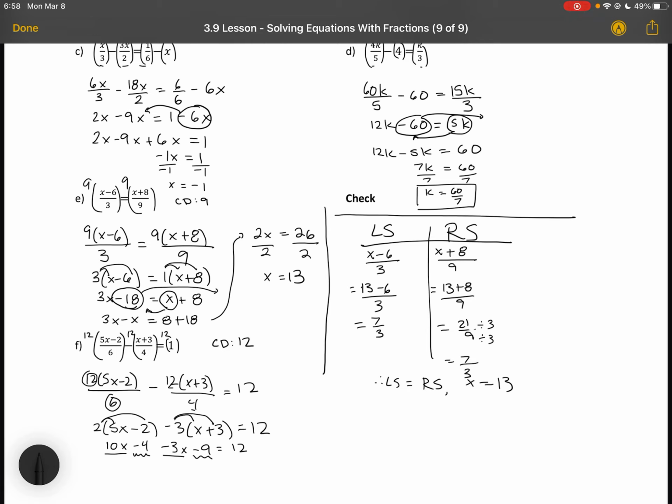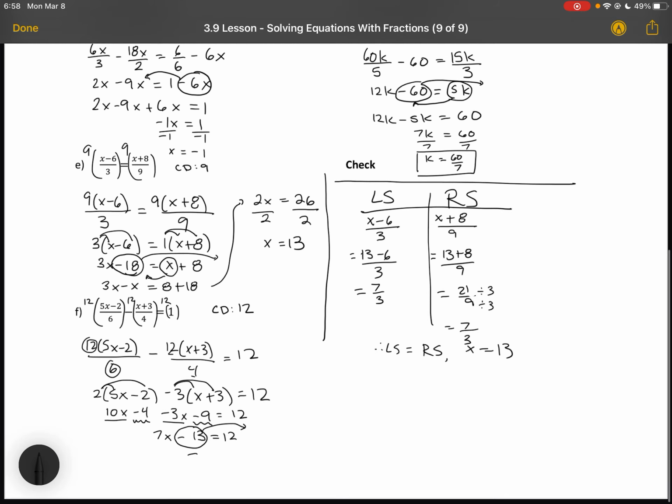Collecting like terms gives me 7x minus 13 equals 12. Now I can move my number over to the right-hand side, which gives me 7x equals 12 plus 13. 7x equals 25, which gives me another fraction, which is okay. I'm just going to leave that as is, 25 over 7 as my answer.